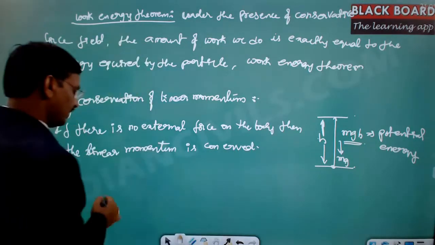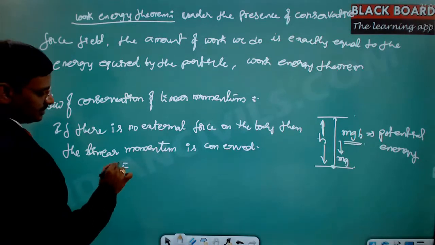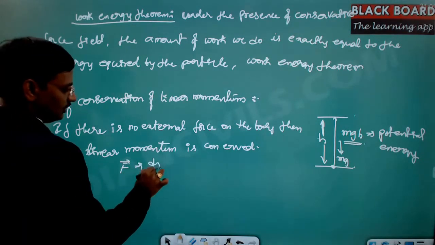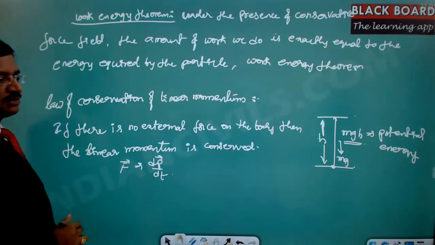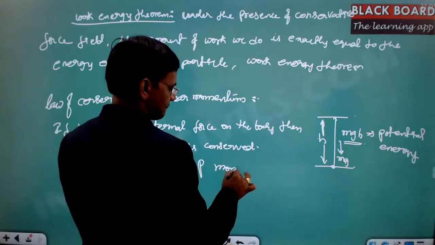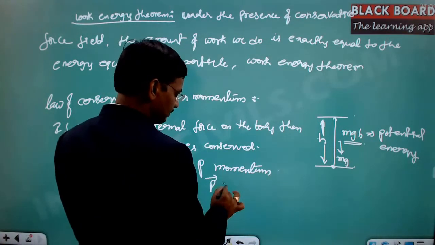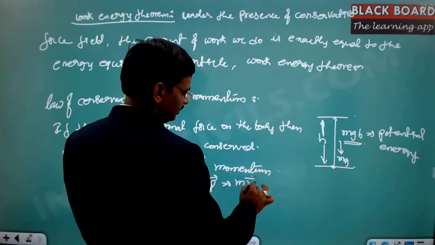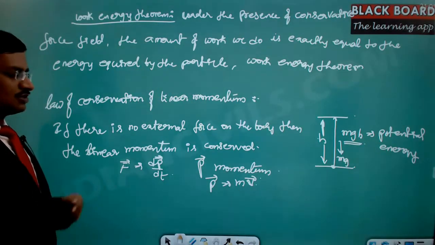This we can mathematically prove. Newton's second law of motion states that F is equal to dP by dt. So this is the force, and P is the momentum, and this value P is expressed as mass into velocity. So this is the momentum, and dP by dt is the force magnitude.